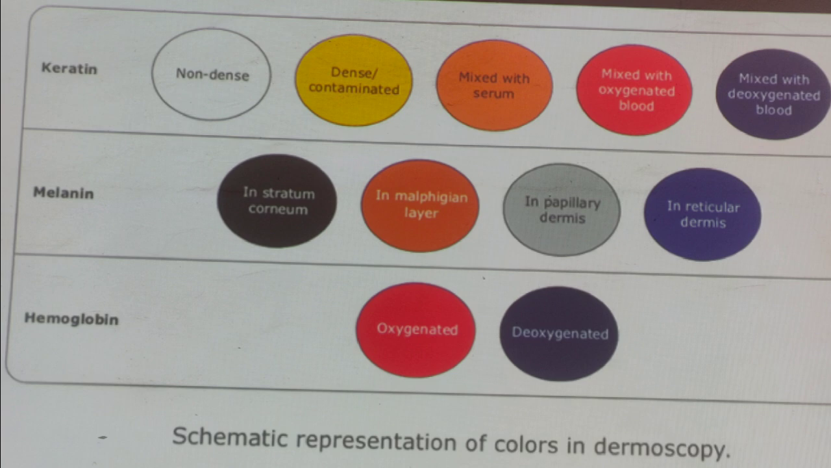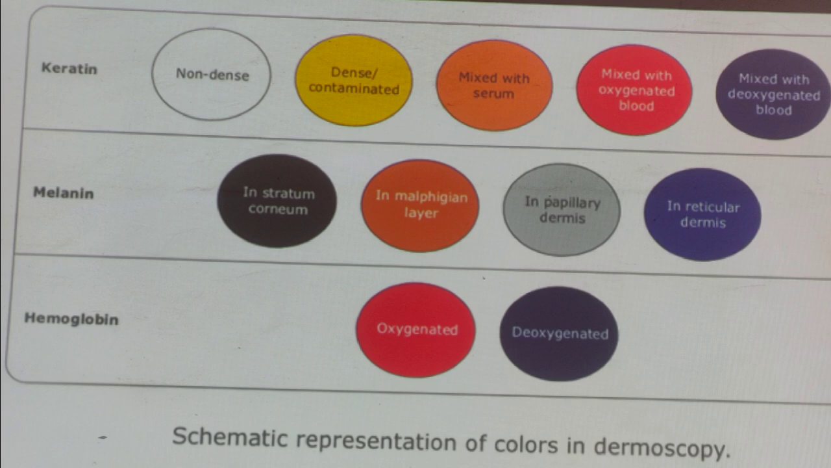So this shows the schematic representation of colors in dermoscopy. If keratin is non-dense, it may be white. If it is dense or contaminated, it may look yellow. And if it is mixed with serum, it may look orange. Mixed with oxygenated blood, it may look red. And mixed with deoxygenated blood, it may look blue.